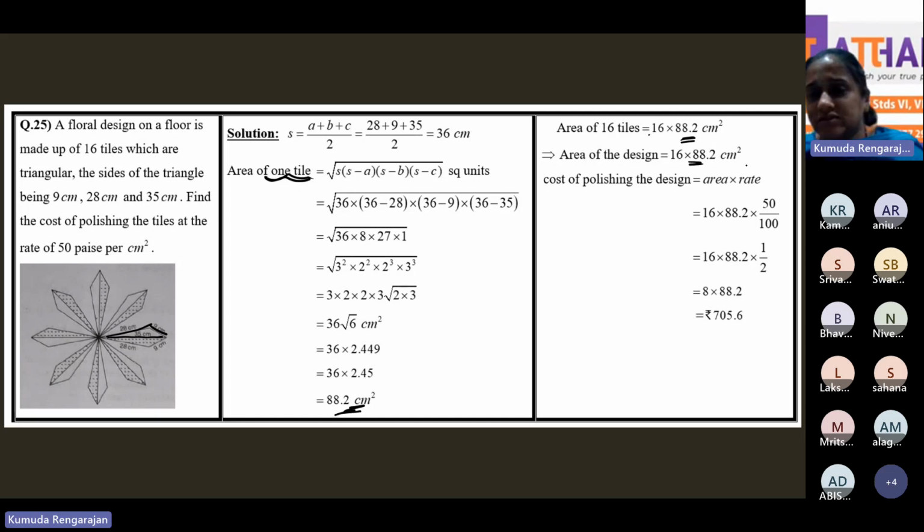Now coming to the cost, this is the total area of the design. It's given 50 paise per centimeter square. So convert that to rupees, 50 by 100. When you divide by 100, it's converted to rupees. So whatever is the area here, 16 into 18.82 into 50 by 100. Why 50 by 100? Because it's in paise. If it was in rupees, you could multiply straight away. Then you can simplify and bring it to 705.6.